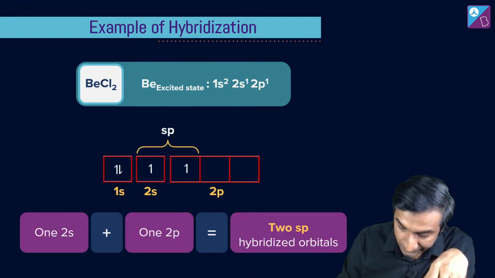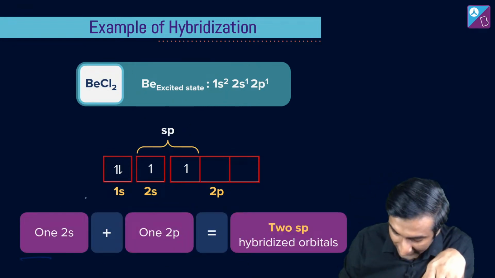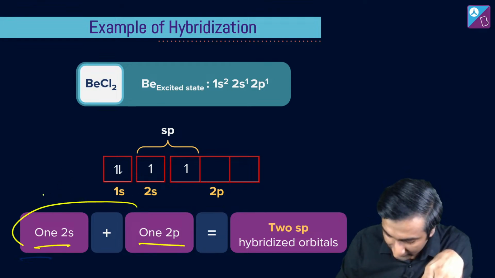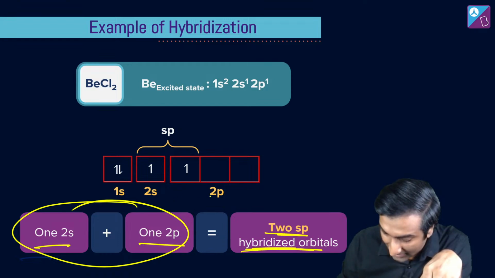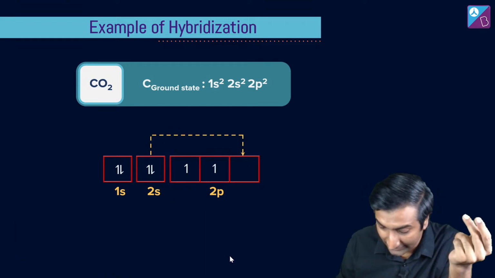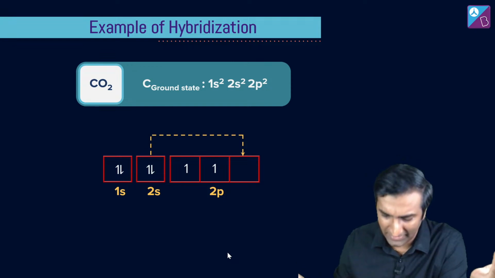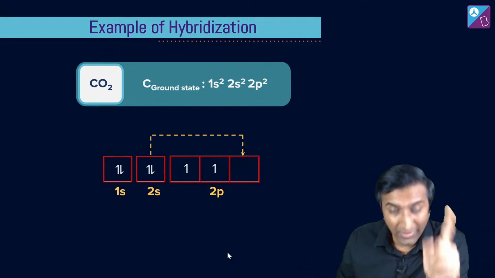ठीक है. So beryllium has one s and one 2p electron, and hence they combine to give you two sp hybridized orbitals. That's it. It's as simple as that. और इसका shape क्या होगा? It's going to be planar. It's going to be a linear compound. Look at this. Another one.